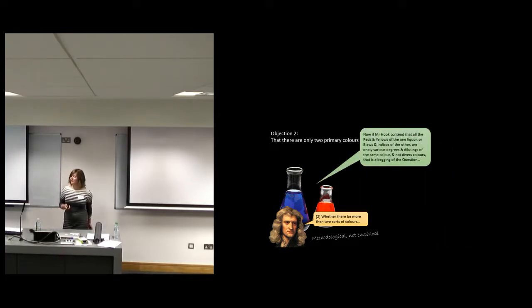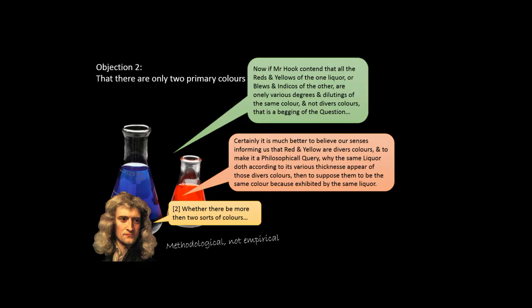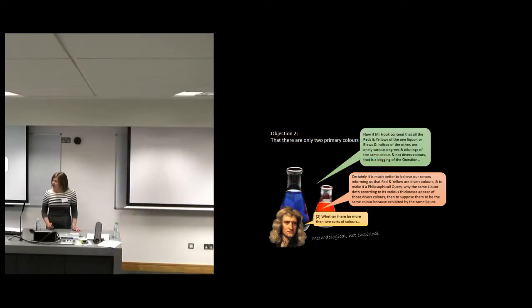He says, now if Mr. Hooke contend that all the reds and yellows in the one liquor or the blues and indigos of the other are only various degrees and dilutings of the same color and not diverse colors, that is a begging of the question. Certainly it is much better to believe our senses informing us that red and yellow are different colours, and to make it a philosophical query, why the same liquor doth according to its various thickness appear of these different colours, than to suppose them to be the same colour because exhibited by the same liquor. And so basically he's raising a methodological disagreement with Hooke on this point.